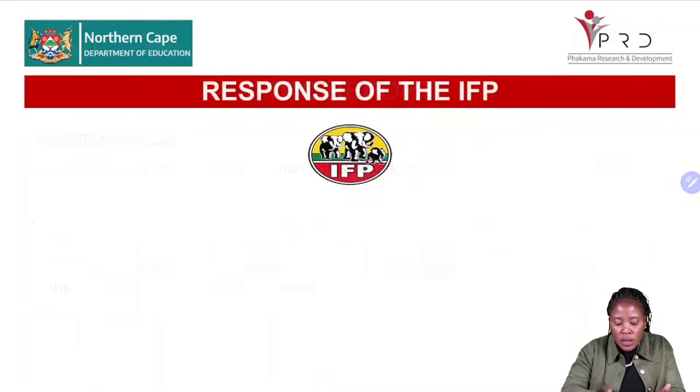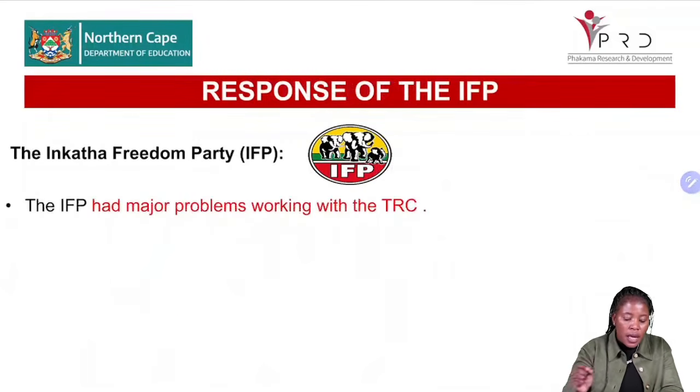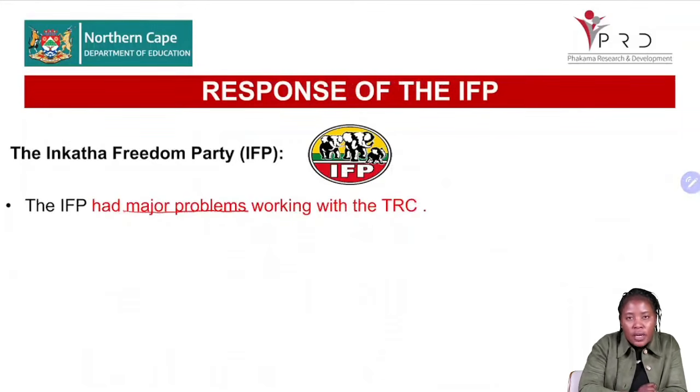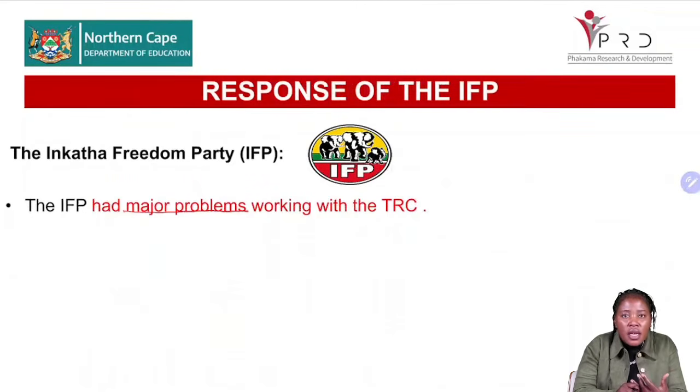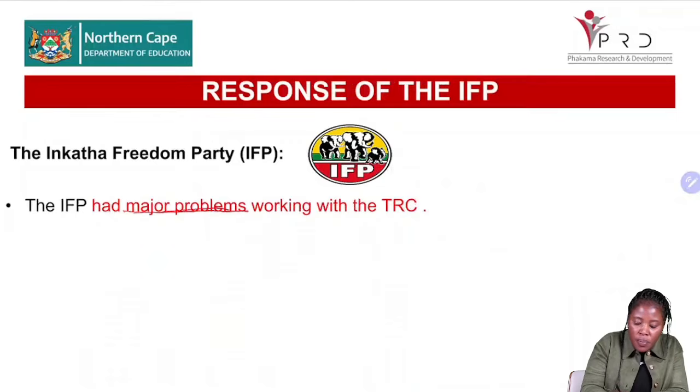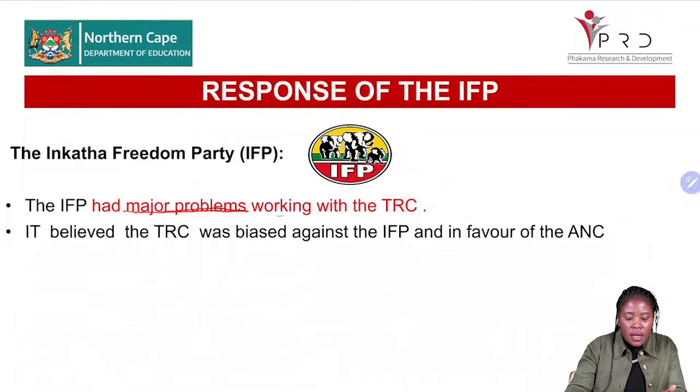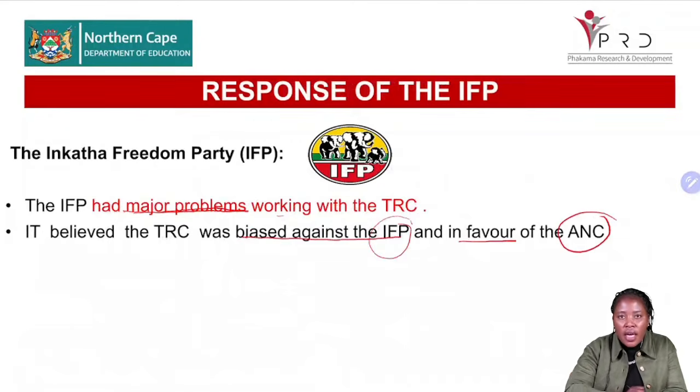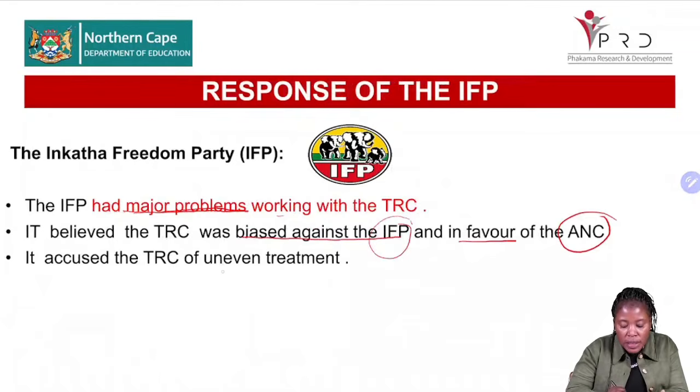Now, let us look at the response of the IFP, Inkatha Freedom Party. What was the response of the Inkatha Freedom Party? It says here, the IFP again had major problems. So this is similar to the response of the ANC and the National Party. If you remember very well, the ANC was not happy, the National Party was not happy. Now it says here, the IFP had major problems working with the TRC. What reasons did they give? It believed that the TRC was biased against the IFP. It believed that the TRC was against the IFP and in favor of the ANC. It accused the TRC of uneven treatment. It basically means that they believe that the TRC did not treat them equally. Hence, they are saying it was biased against the IFP.